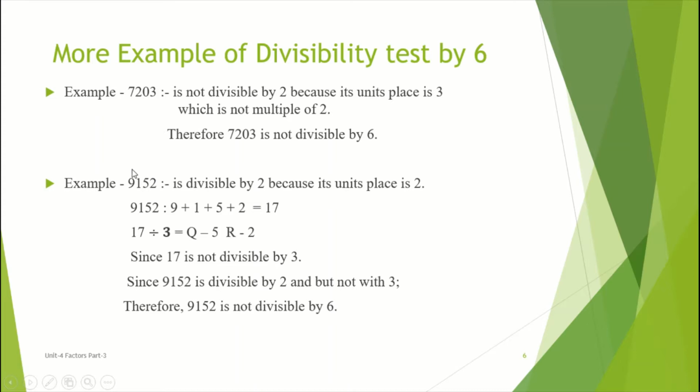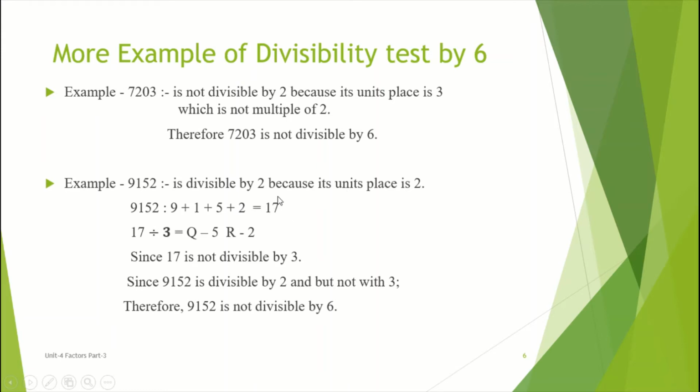Since it is divisible by 2, now we have to check whether it is divisible by 3 or not. If it is divisible by 3, then only will 9152 be divisible by 6. Now we will see whether 9152 is divisible by 3 or not. So what is the divisibility test for 3? We have to add all the digits, that is 9 plus 1 plus 5 plus 2. 9 plus 1 is 10, 10 plus 5 is 15, and 15 plus 2 is 17.